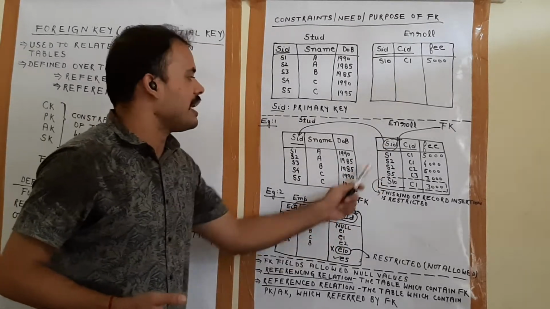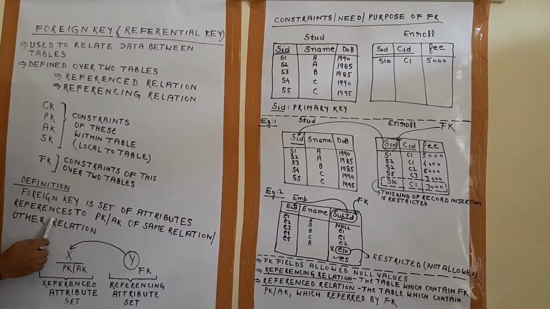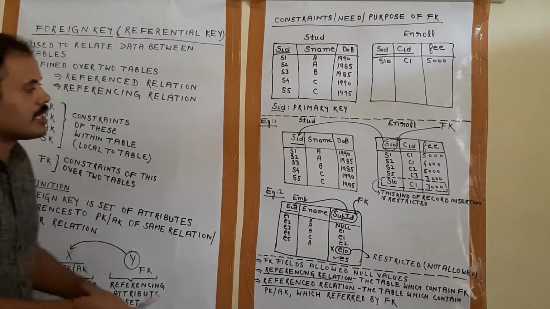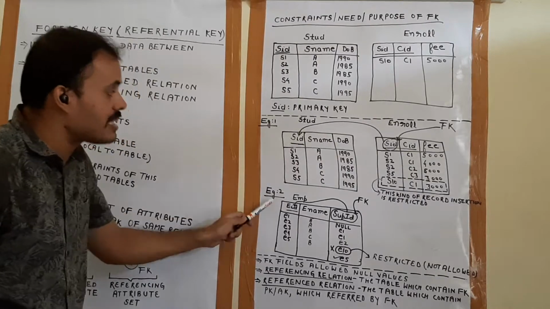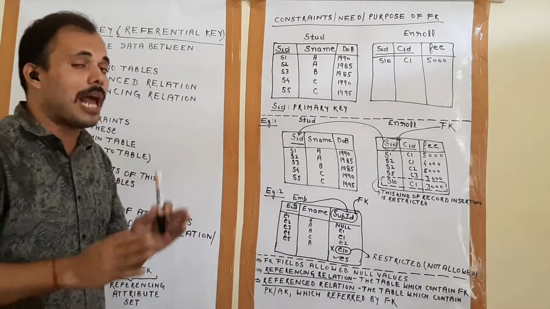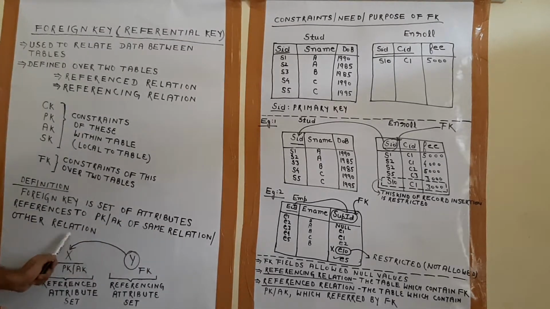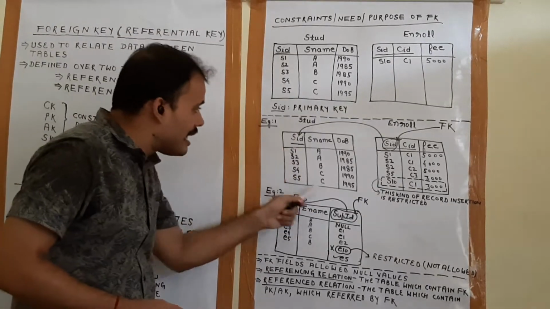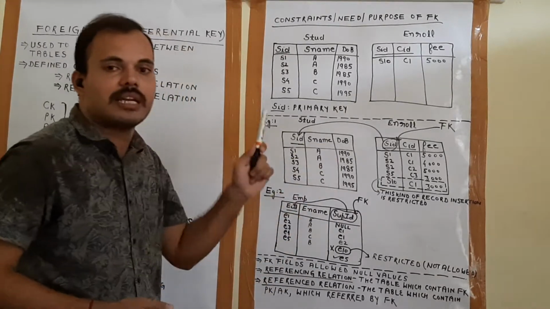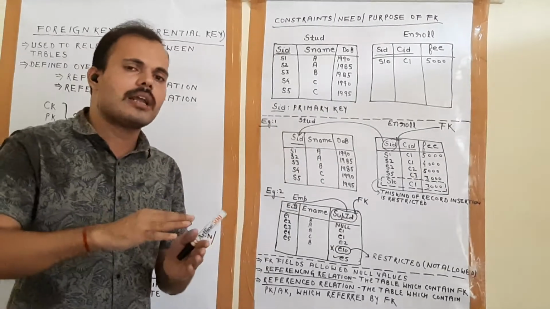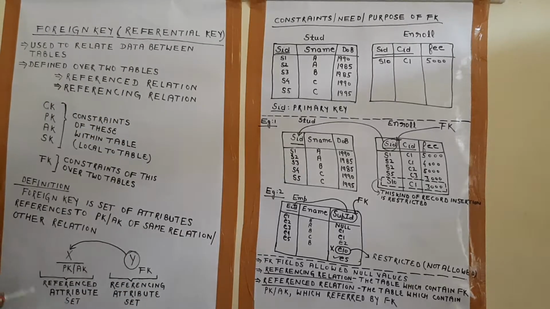Foreign key is a set of attributes that references a primary key or alternative key. These are primary keys; these can also be alternative keys. Primary key or alternative key of the same relation or other relation. Relation means table. We can say relation or table. Understood?